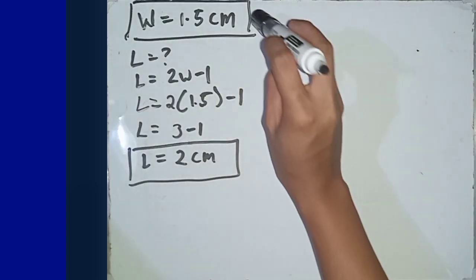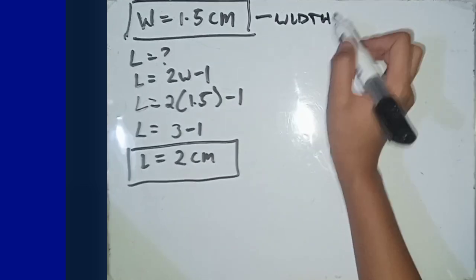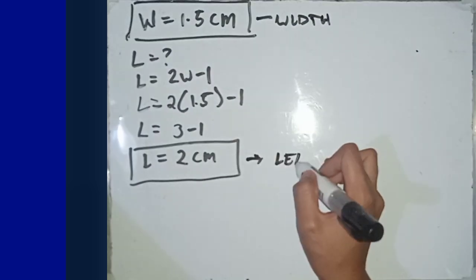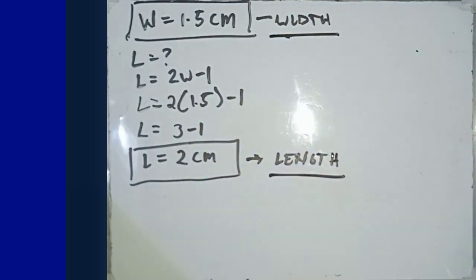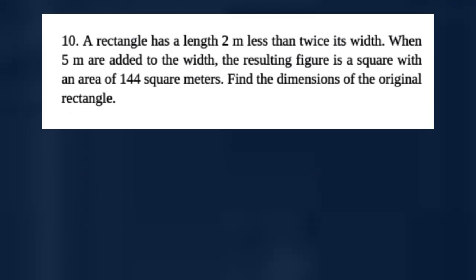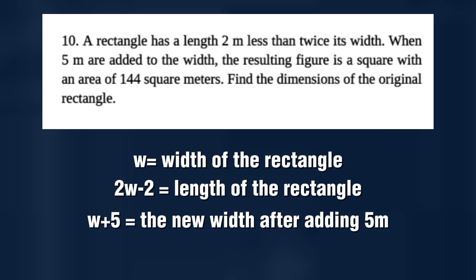And now, that is our final answer. So the width is 1.5 centimeters and the length is 2 centimeters. So now let us proceed to item number 10 of problem set number 2. So this is still an area problem, and we will be letting W be the width of the rectangle, 2W minus 2 the length, and W plus 5 the new width after adding 5 meters.